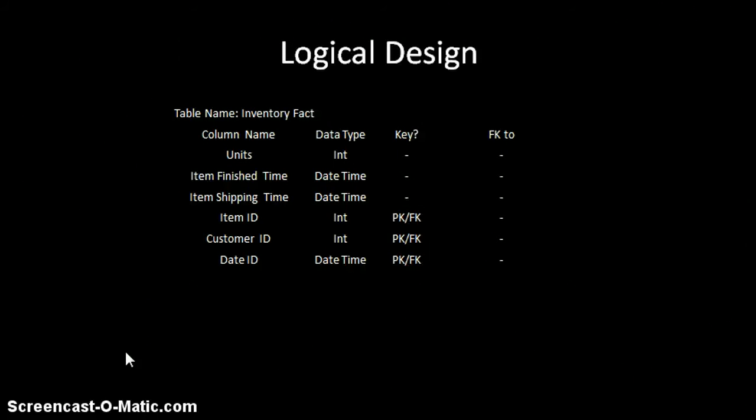My name is Justin England, and I'll be going over our logical table designs as well as our snowflake schema. So for our first table, we have inventory fact, and the columns in inventory fact are the units, item finish time, and item shipping time, which are fact measures, and then item ID, customer ID, and date ID, which correspond to our 3 dimensions and make up the primary keys for inventory fact.